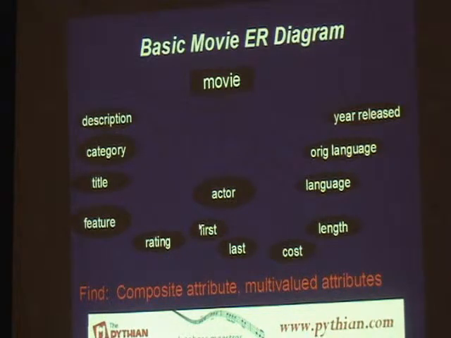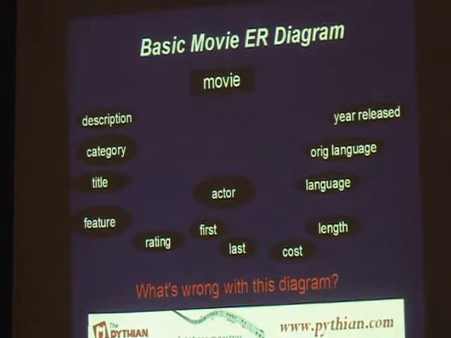So if you're wondering why I was doing this long and involved thing, an actor is a composite attribute. It's got a first and last name. And then we've got the cost and the length and the language and the original language and the year released, and those are all simple single attributes. Any questions? Great.